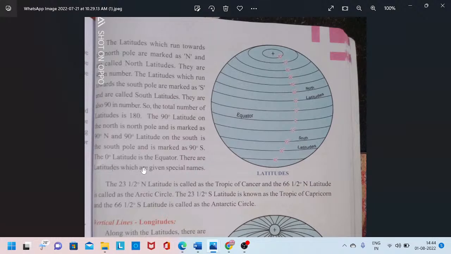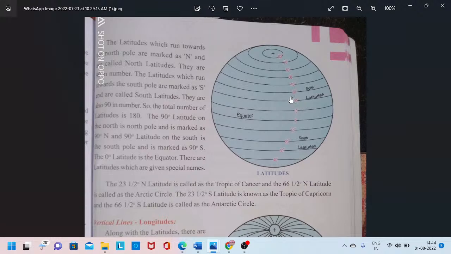There are latitudes which are given special names. The 23.5 degrees N latitude is called the Tropic of Cancer. At the point of 23.5 degrees here towards the north side, somewhere here.